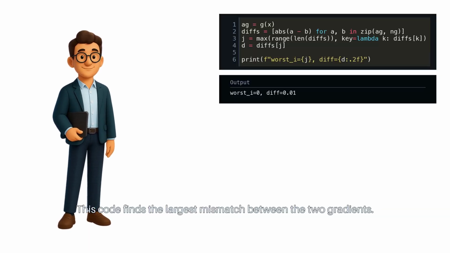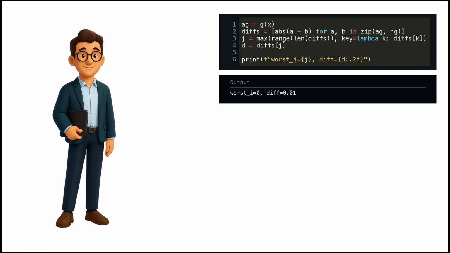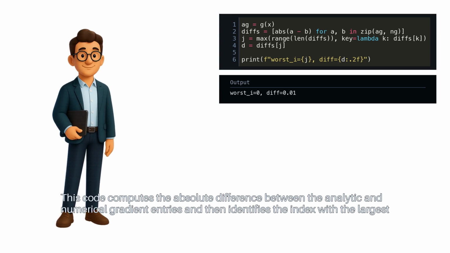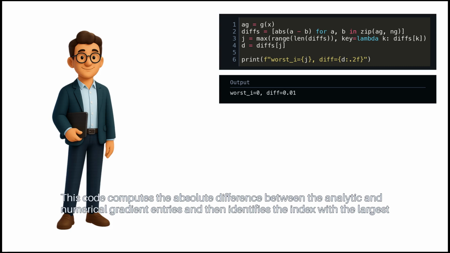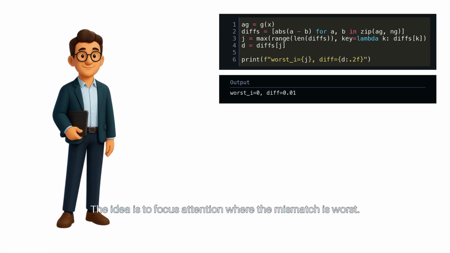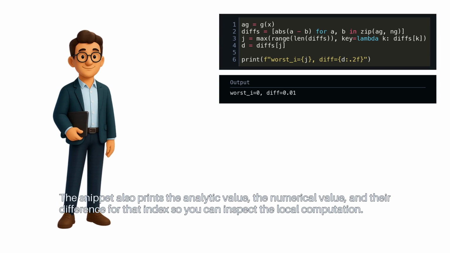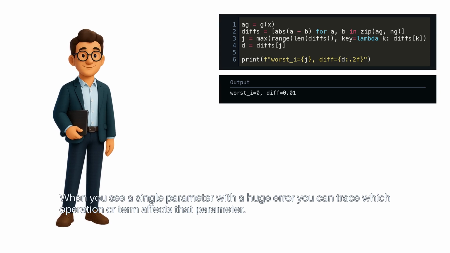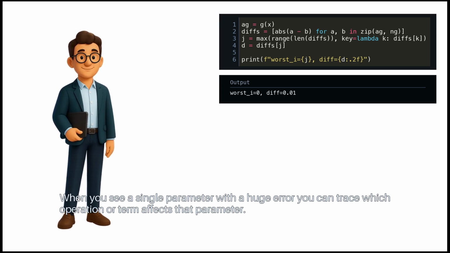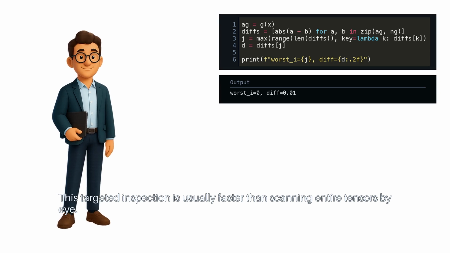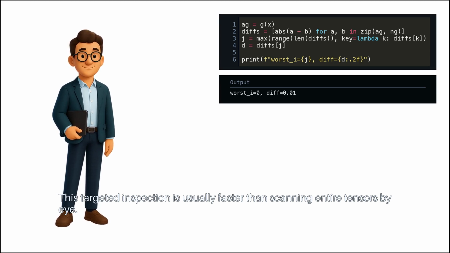This code finds the largest mismatch between the two gradients. It computes the absolute difference between the analytic and numerical gradient entries and then identifies the index with the largest gap. The idea is to focus attention where the mismatch is worst. The snippet also prints the analytic value, the numerical value, and their difference for that index so you can inspect the local computation. When you see a single parameter with a huge error, you can trace which operation or term affects that parameter. This targeted inspection is usually faster than scanning entire tensors by eye.